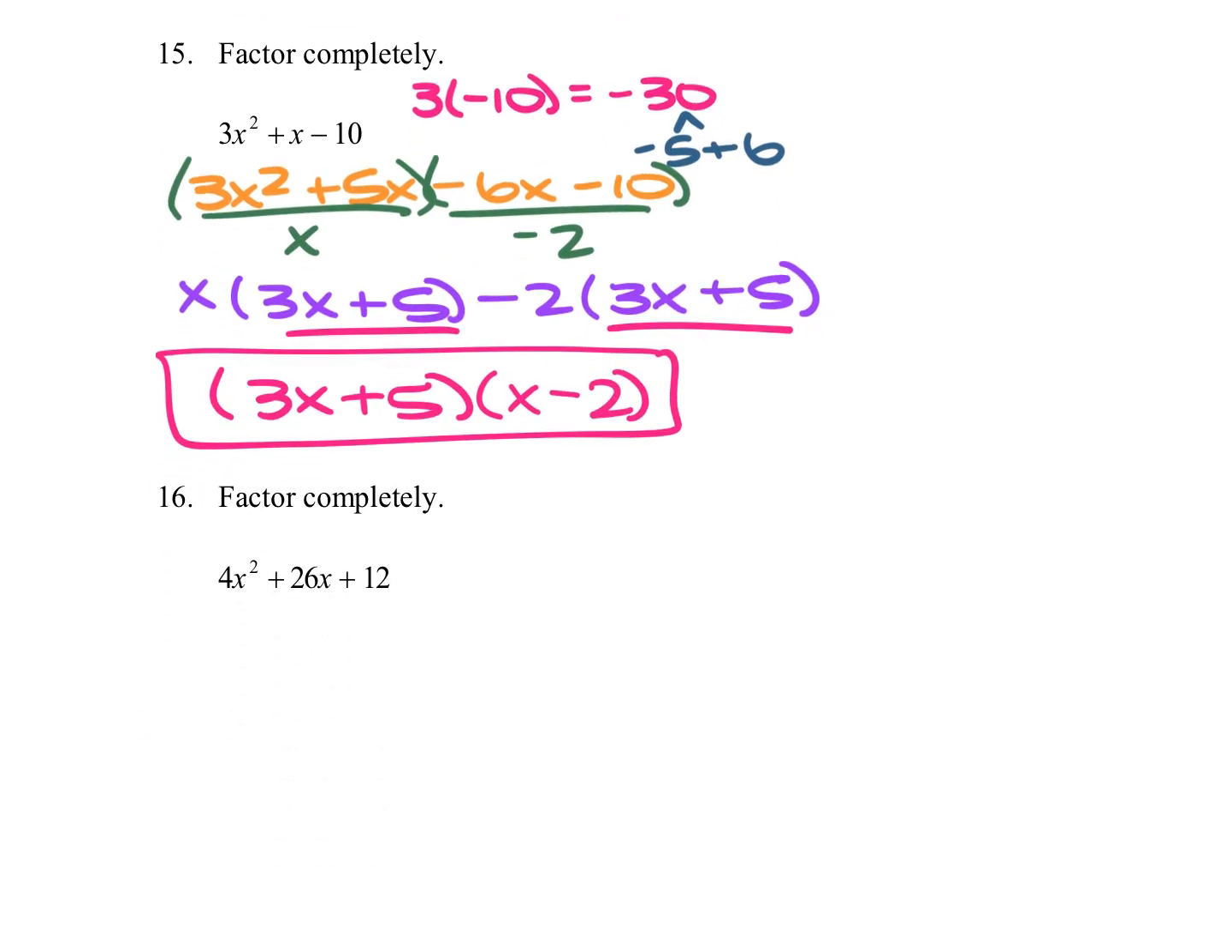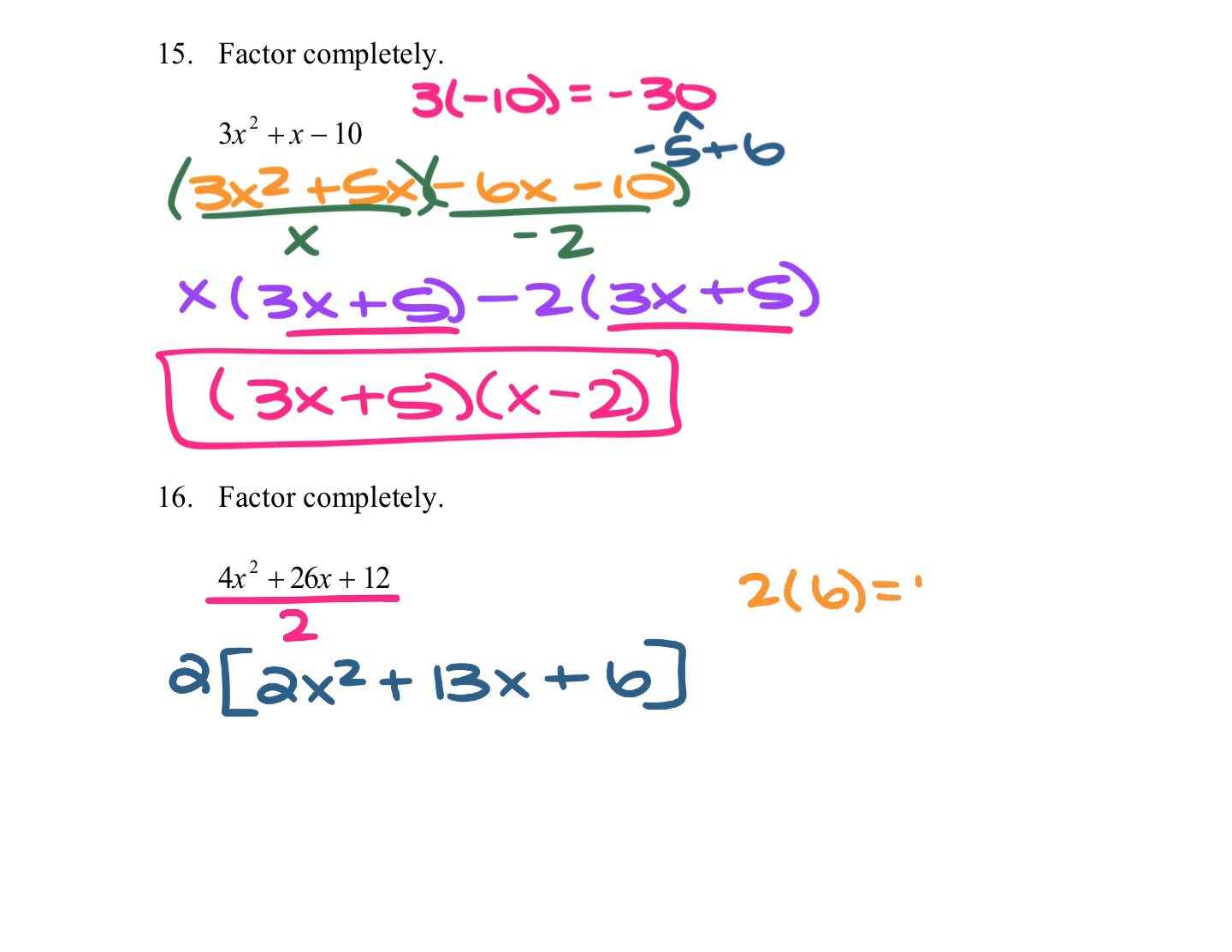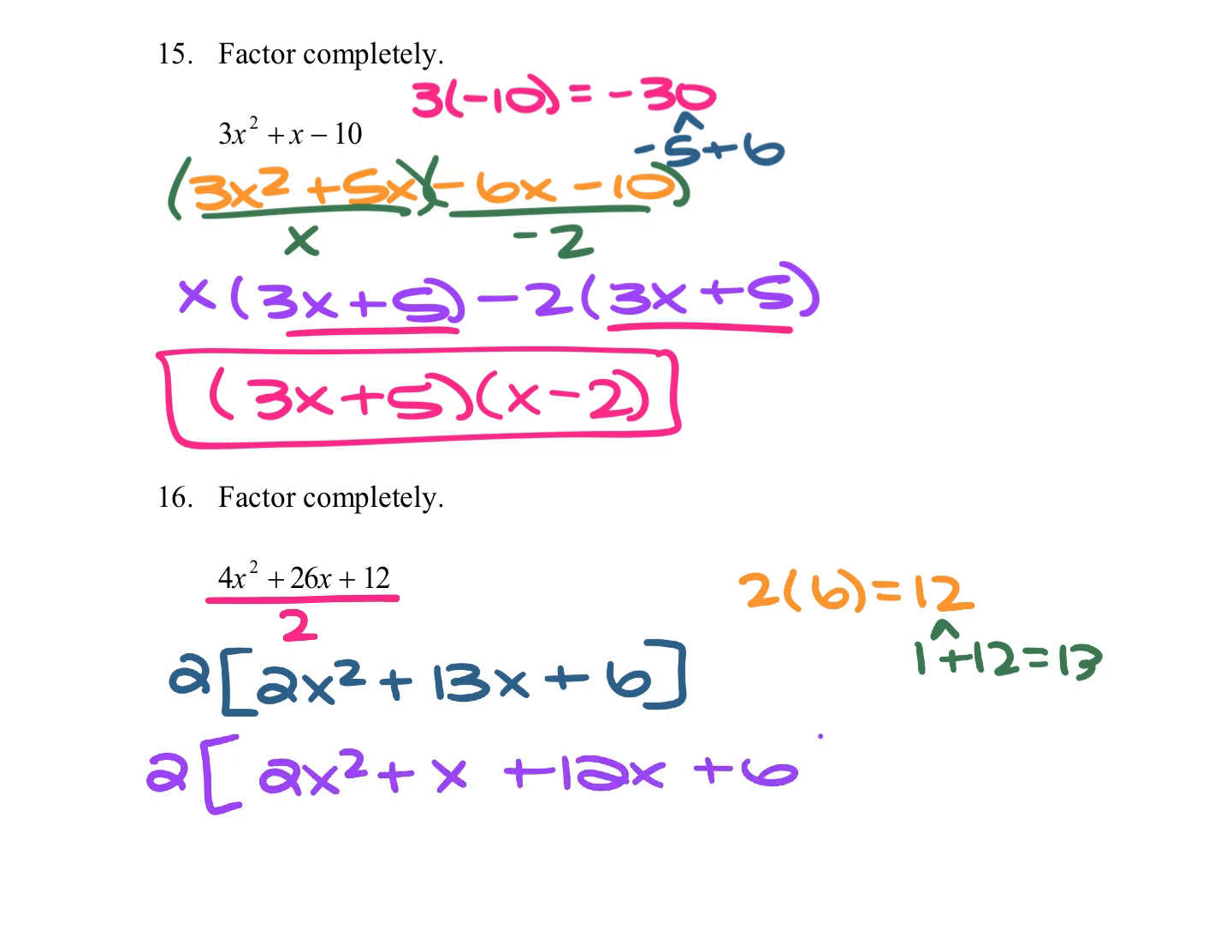For 16, you're factoring 4x squared plus 26x plus 12. You've got a greatest common factor of 2 here, so we're going to factor that out first. That gives us 2 times 2x squared plus 13x plus 6. Your a is not 1, so we're multiplying 2 times 6. That gives us 12. You have factors of 12 that add up to be 13, of 1 and 12. So we're going to rewrite this to give us 2 times 2x squared plus x plus 12x plus 6.